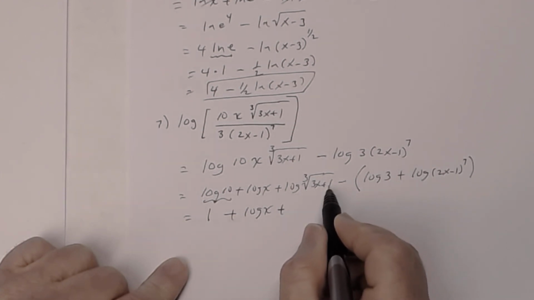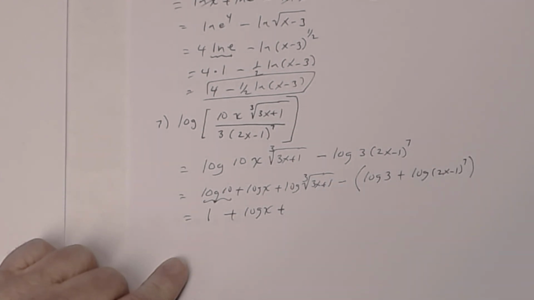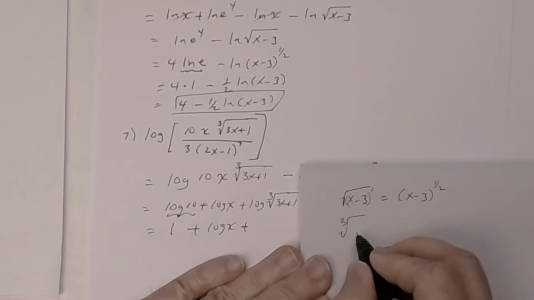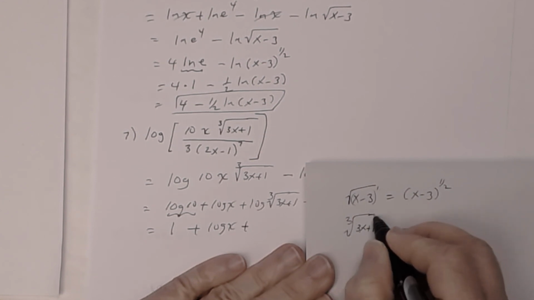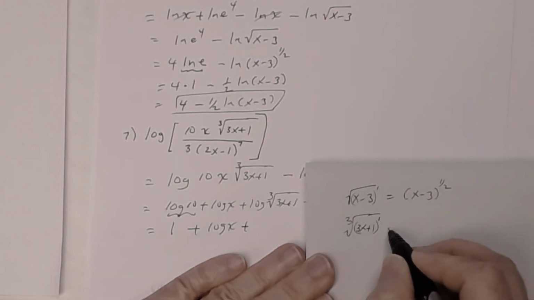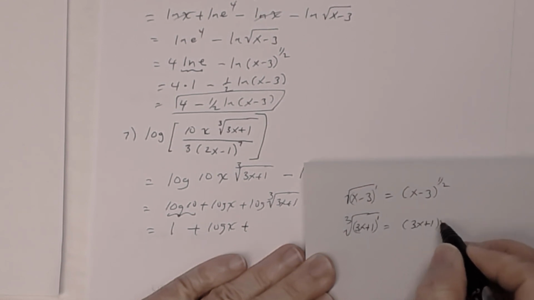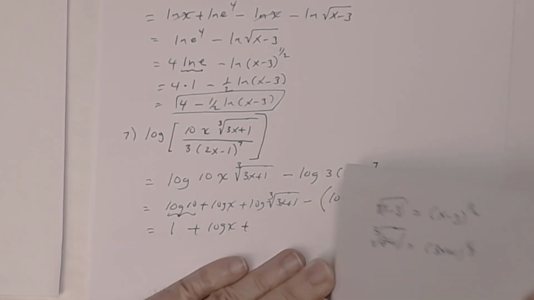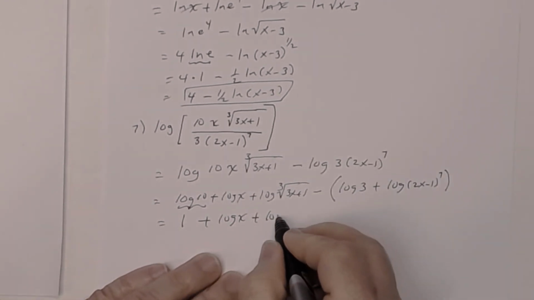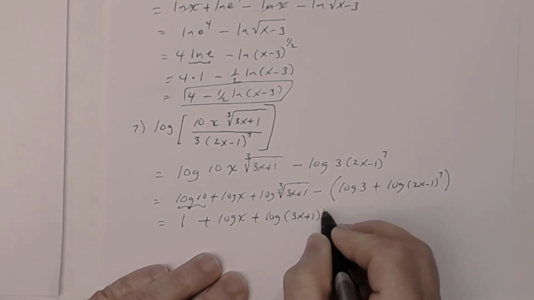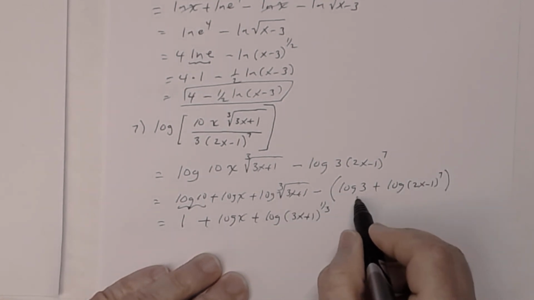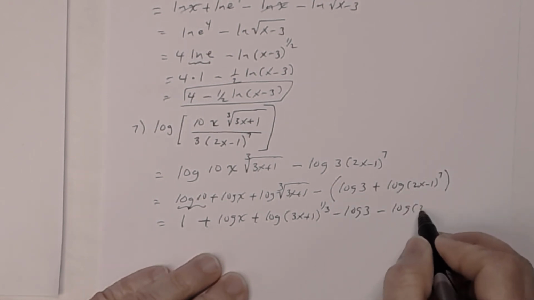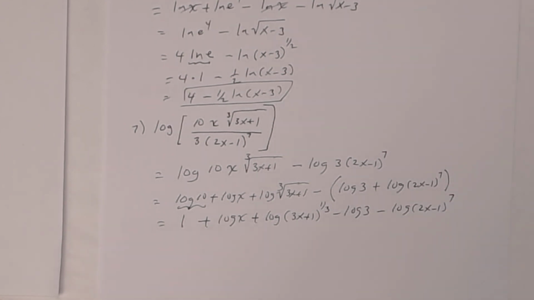And right here, I'm going to write this as 3x plus 1 to the 1/3. So just remember, the cube root of 3x plus 1, I'm going to put that in parentheses, raised to the first, is 3x plus 1 to the exponent divided by the base. So that's 1/3. Okay? So then this becomes log of 3x plus 1 to the 1/3. And then getting rid of the parentheses, that becomes minus the log of 3 minus the log of 2x minus 1 to the 7th power.